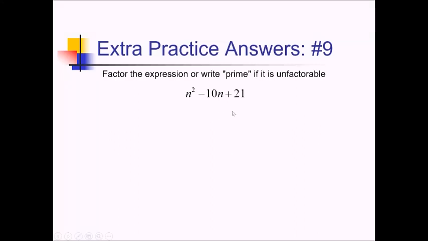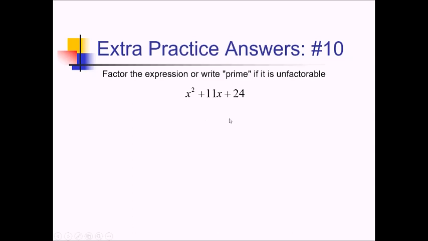For this factorization, we need factors of 21 that add up to -10. And our factors have the same sign because we multiply to get a positive. So let's see here. We've got 1 and 21, does not add up to 10. 3 and 7, if I had -3 and -7, that would add up to -10 and multiply to 21. So we can write then n minus 3 and n minus 7.